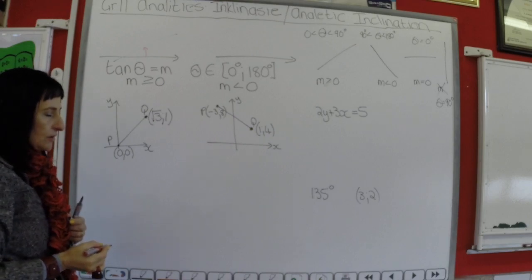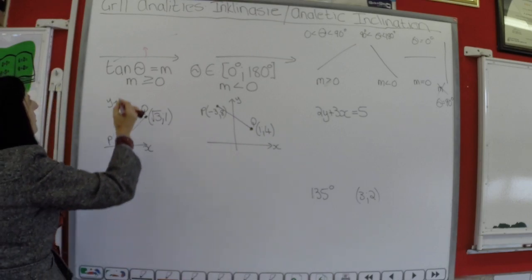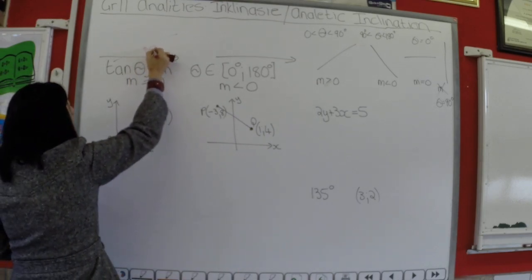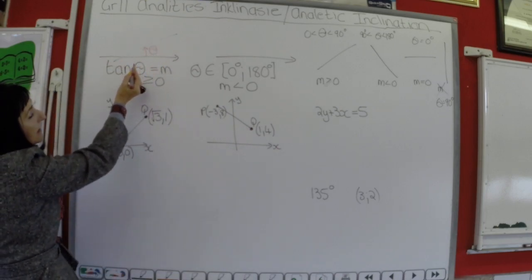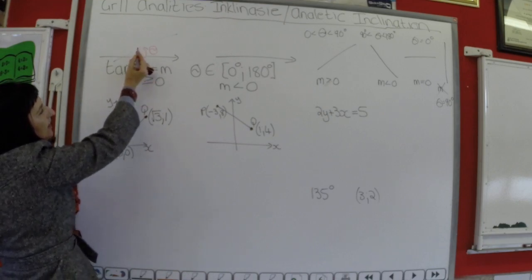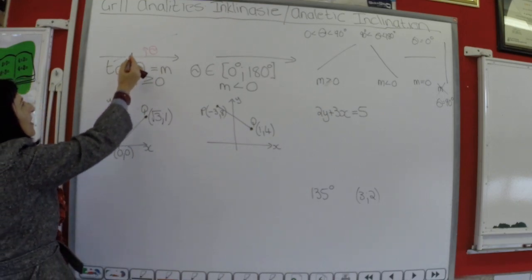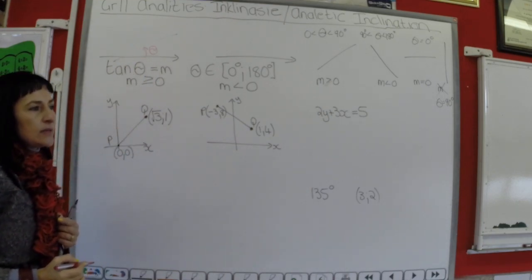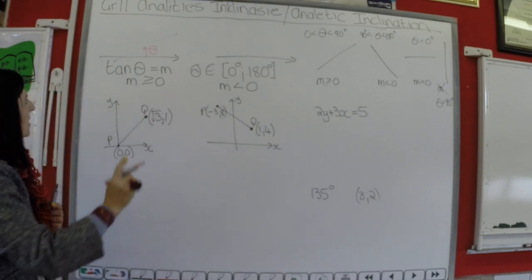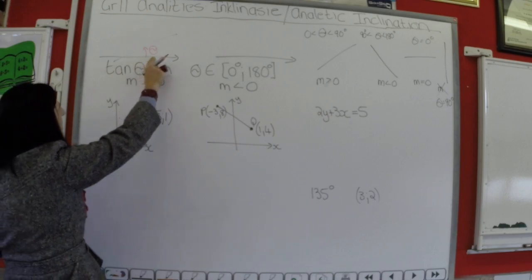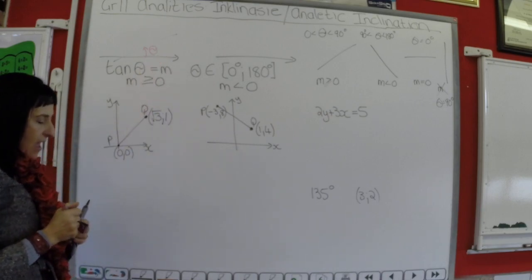This is very important, I'm going to repeat it. The angle that's been formed from the horizontal in an anti-clockwise direction to the other line is named the inclination angle. So in this case, theta is an inclination angle.